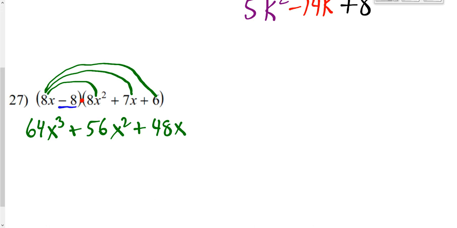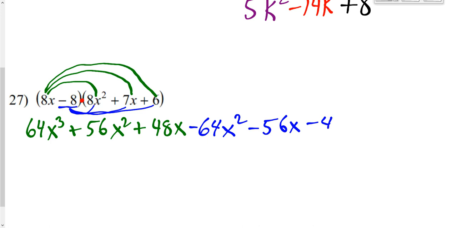Then I need to take this negative 8 right here times each one of these. So negative 8 times this would be a negative 64x squared. Negative 8 times this would be a minus 56x. And then this times this would be a minus 48.